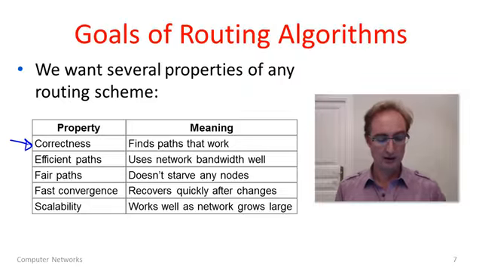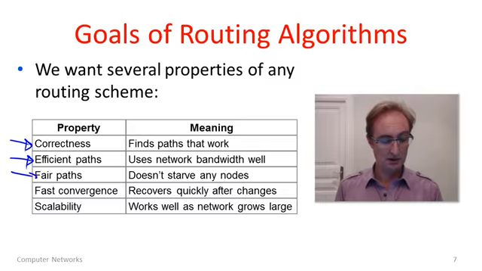First of all, we want them to be correct in finding paths that actually work to get from a source to a destination. That might seem obvious, but it'll turn out that it's a little harder than simply looking at a map and finding out which way to go for some of these routing algorithms, because they need to work in a distributed setting where everyone can't see the whole picture. We still want them to be correct in this setting. We want routing algorithms to find efficient paths that use the network bandwidth well. I haven't defined what well is yet, we'll get into that later.